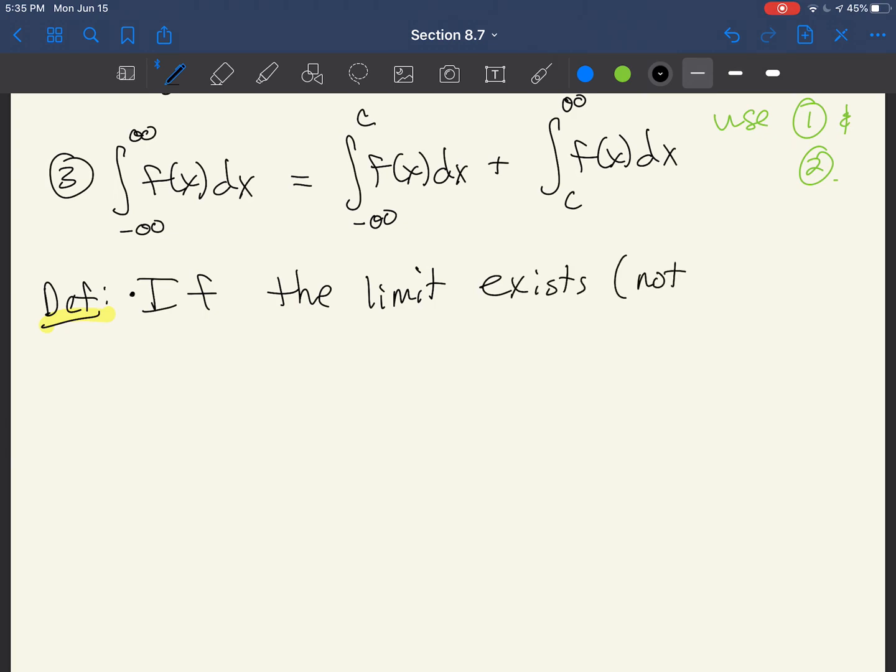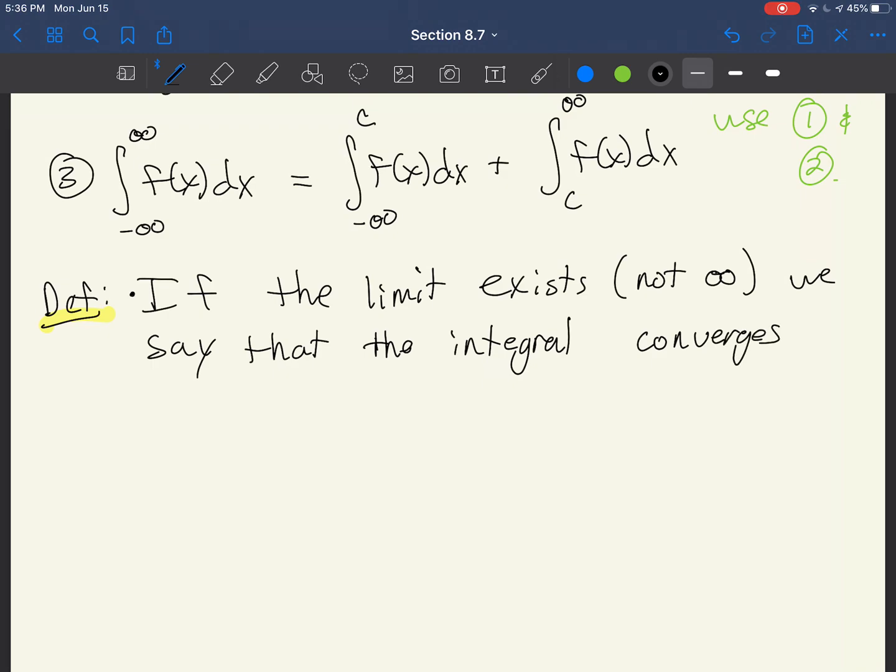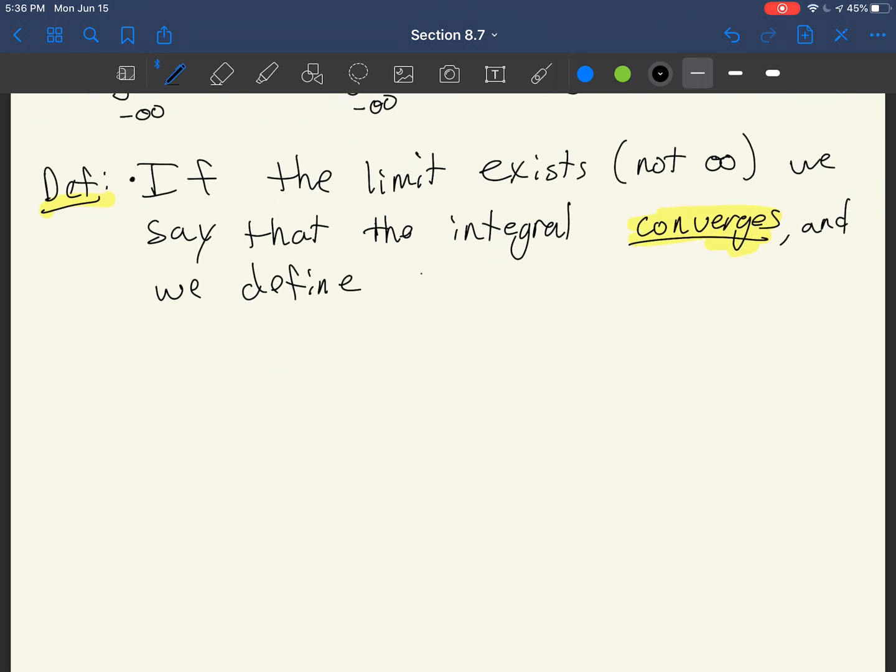So if the limit exists, i.e. it exists and it's not infinity, then we say that the integral converges. And we define the value of the improper integral to be the limit.